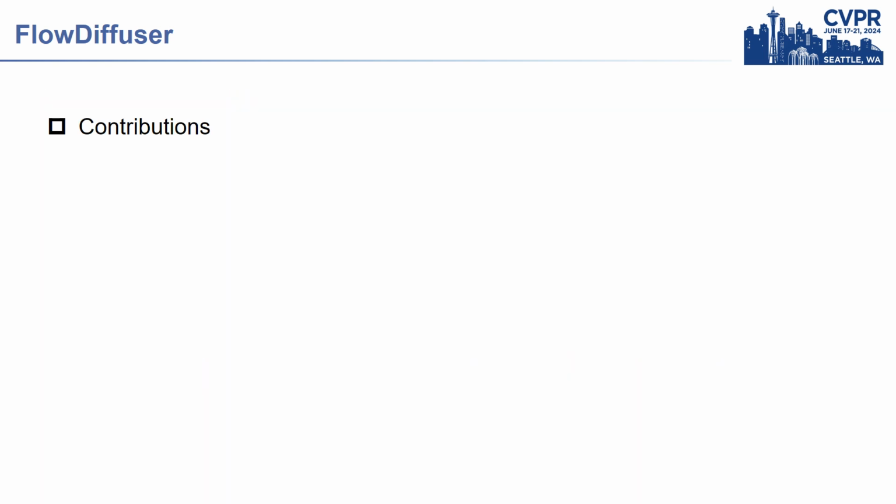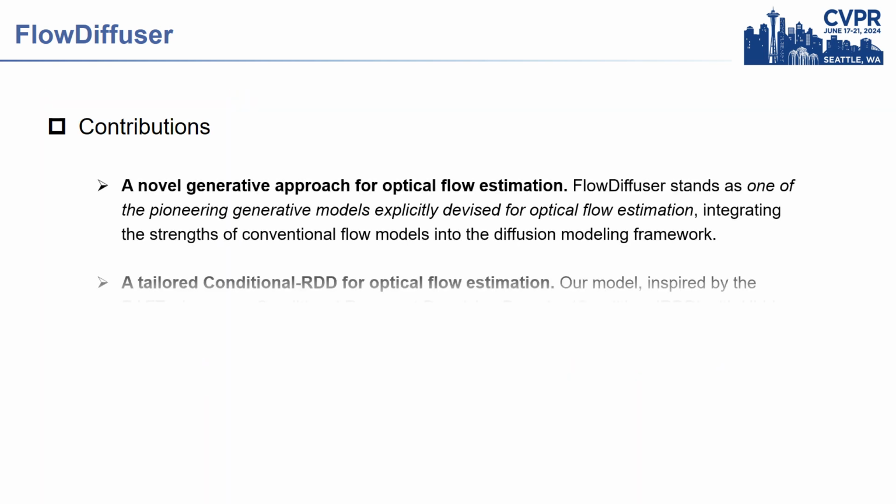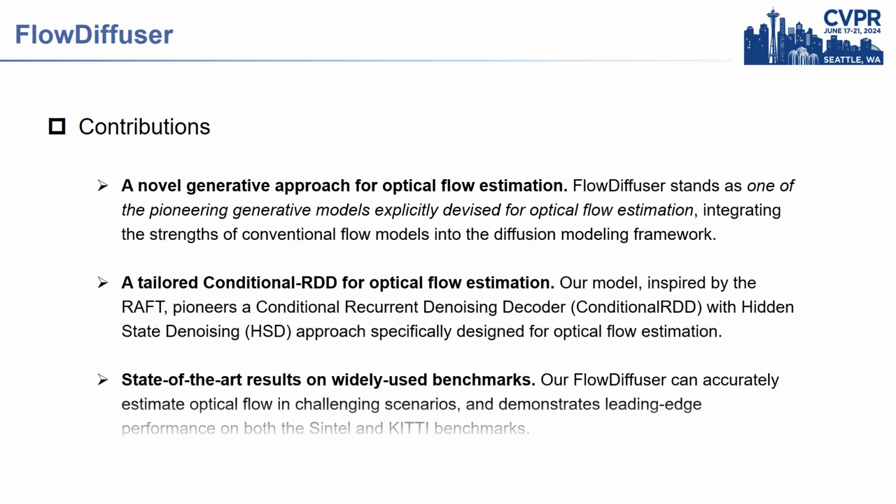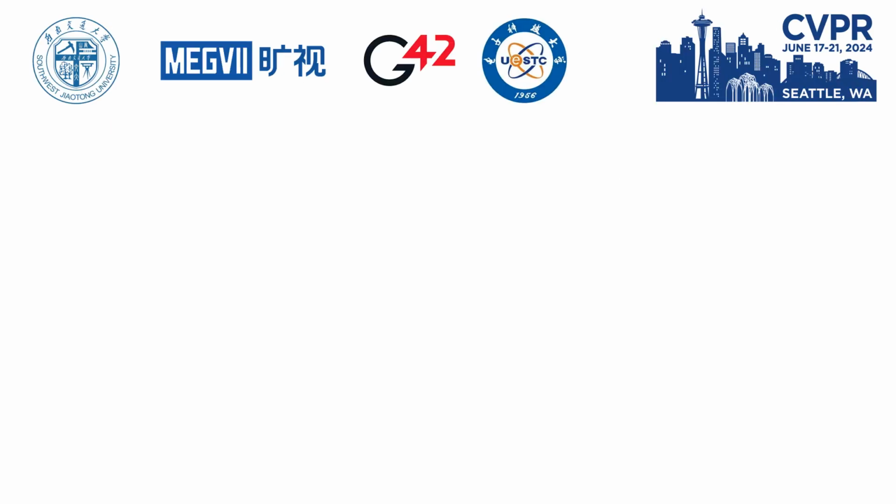To sum up, to the best of our knowledge, we are the first to devise a task-specific generative model for optical flow estimation. Besides, we propose a conditional recurrent denoising decoder with a hidden state denoising approach to improve the performance of flow generation and the efficiency during the reverse process. Our FlowDiffuser consistently achieves state-of-the-art results on widely used benchmarks. We hope our work will offer a fresh perspective in rethinking the design of optical flow models.